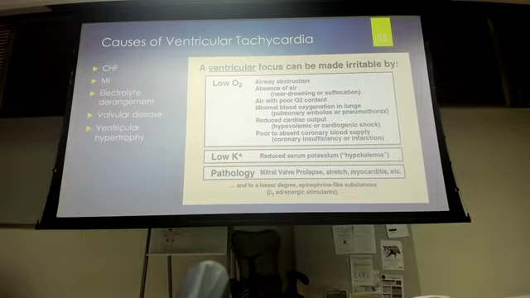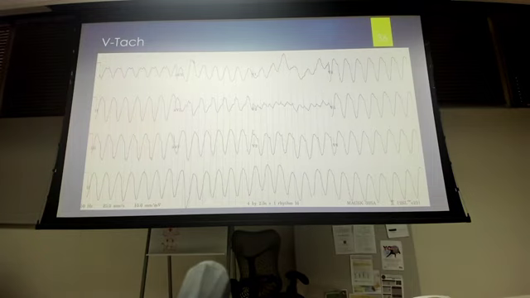Lots of things can cause VTAC, and usually it's someone who has underlying cardiac disease. They've had an MI, they have ischemia, heart failure. Anything that can cause low oxygen can also push these patients into ventricular tachycardia. If they have valvular disease, or ventricular hypertrophy, where the muscle part of the ventricle is really thickened, that can also cause VTAC.